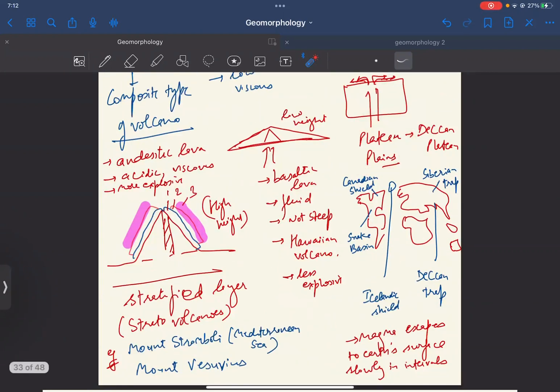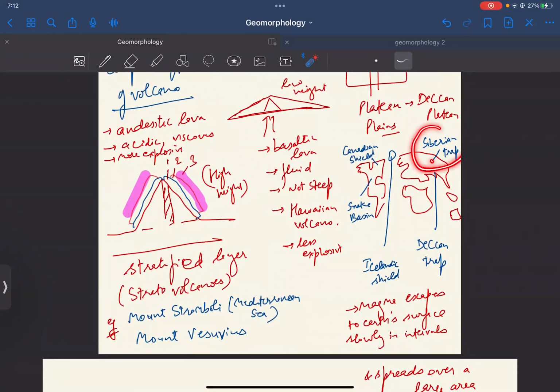So the various plateaus that have been formed, you need to remember. In the Russia region, we have the Siberian Trap, right? Then Canadian Shield, Snake Basin, or you also call it Columbian Plateau. Right? Then we have the Colorado Plateau here too, Colorado, Columbian. Then Icelandic Shield, Deccan Trap. In case of India, the Deccan Trap was formed by the Reunion hotspot. Right? Just keep this in mind.